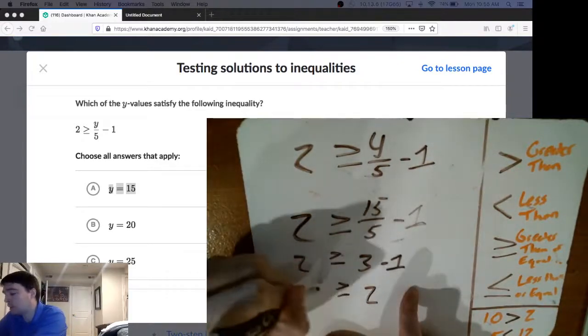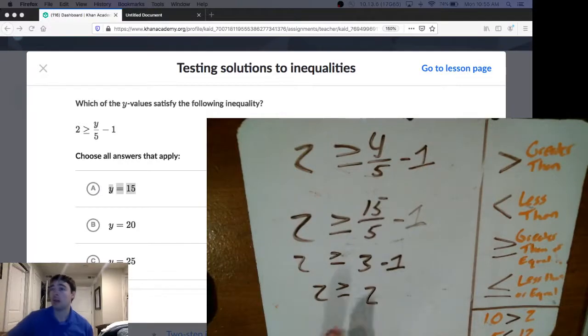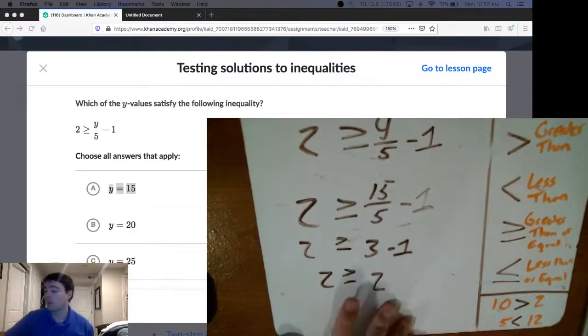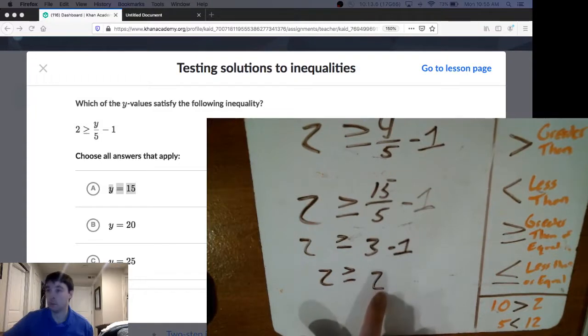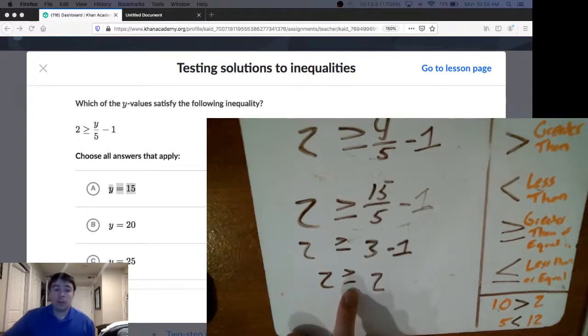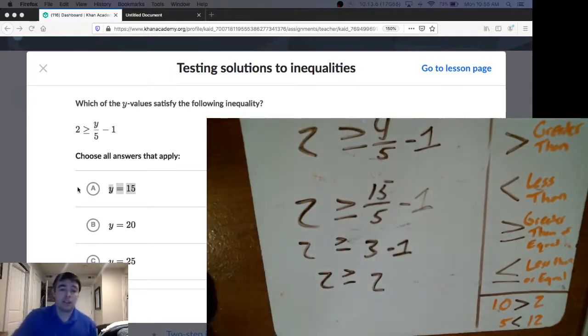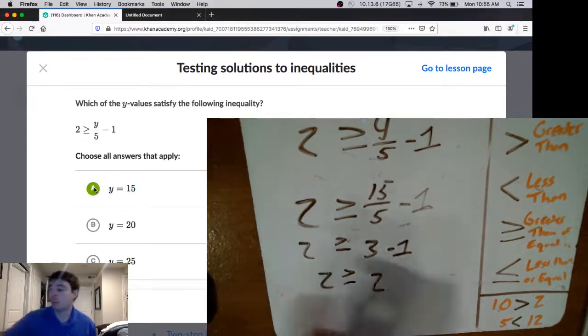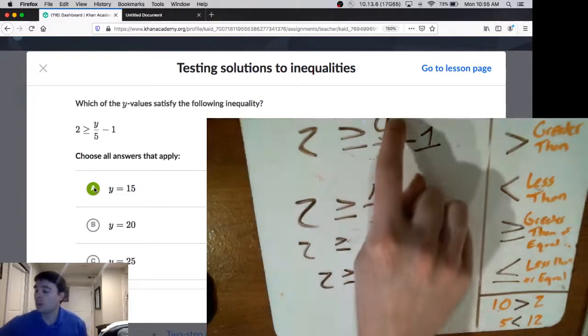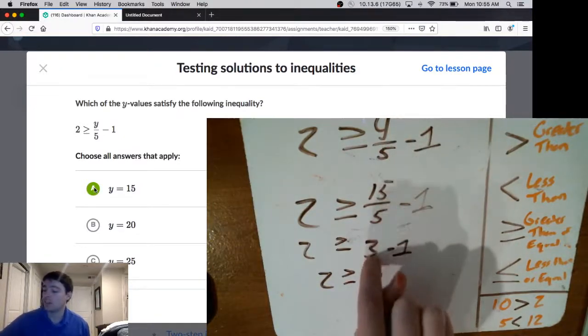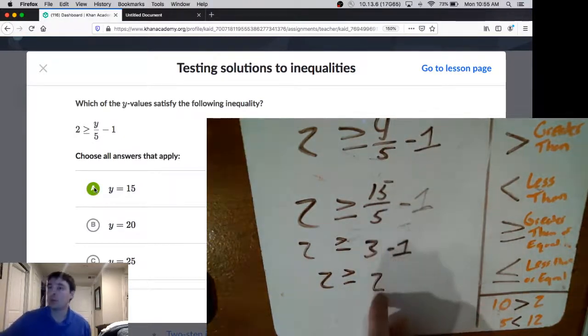So by plugging in a 15 for y, the inequality states 2 is greater than or equal to 2. Is that a true statement? Is 2 greater than or equal to 2? Yes, that's a true statement. So that tells me, yeah, 15 could be an answer, because when I plug 15 into this inequality, 15 divided by 5 gave me 3, 3 minus 1 gave me 2, and it did make the inequality a true statement.